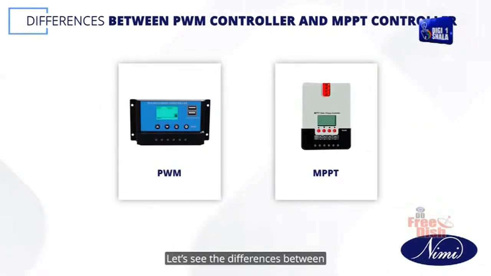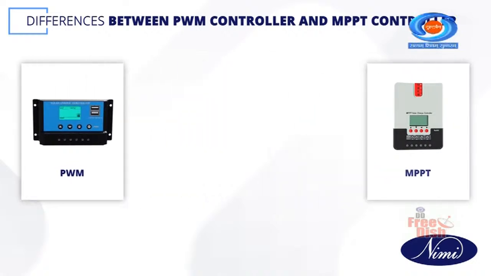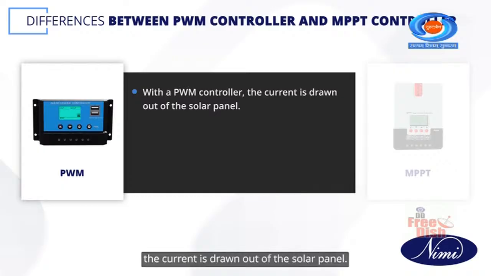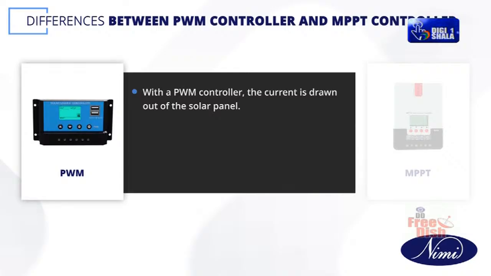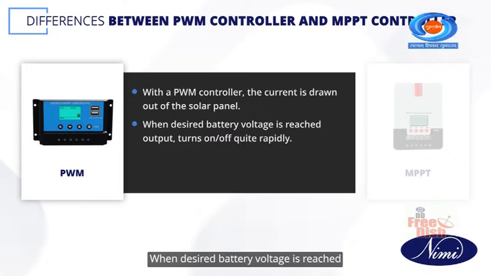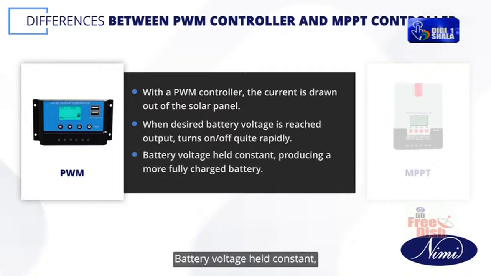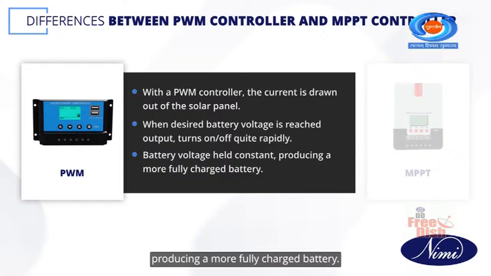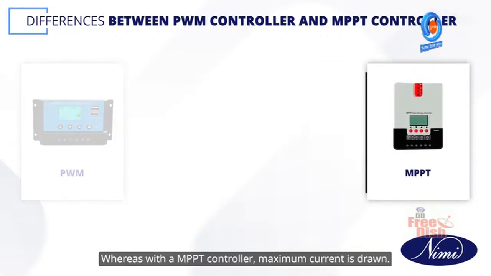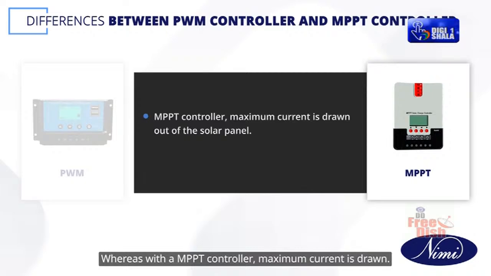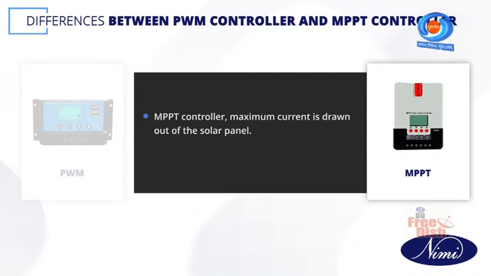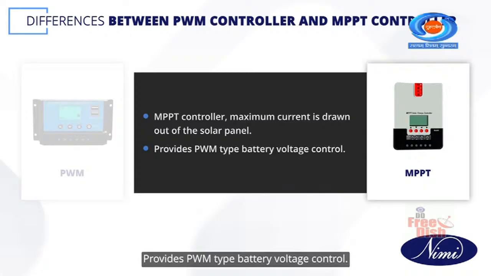Let's see the differences between PWM controller and MPPT controller. With a PWM controller, the current is drawn out of the solar panel. When desired battery voltage is reached, output turns on or off quite rapidly. Battery voltage is held constant, producing a more fully charged battery. Whereas with the MPPT controller, maximum current is drawn. Provides PWM type battery voltage control.